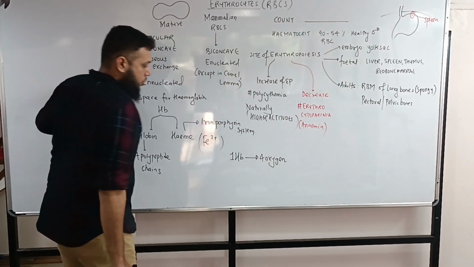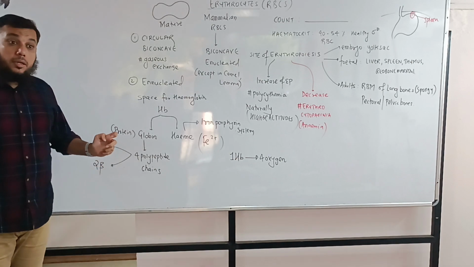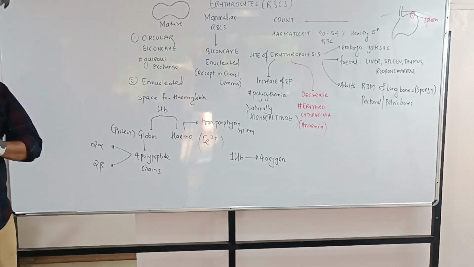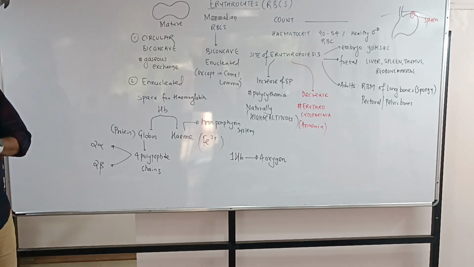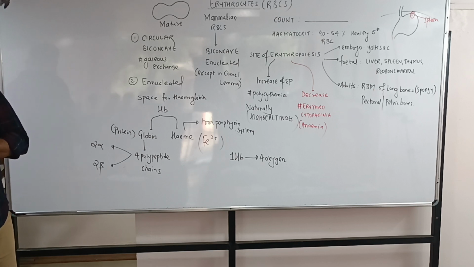4 oxygens. एक हीमोग्लोबिन में कितने पॉलीपेप्टाइड चेन्स हैं? 4. Okay, and one hemoglobin can carry how many oxygen? 4. You remember that? Yes or no? Yes. Okay. ऐसे आपके एक आरबीसी के पास 260 मिलियन हीमोग्लोबिन.